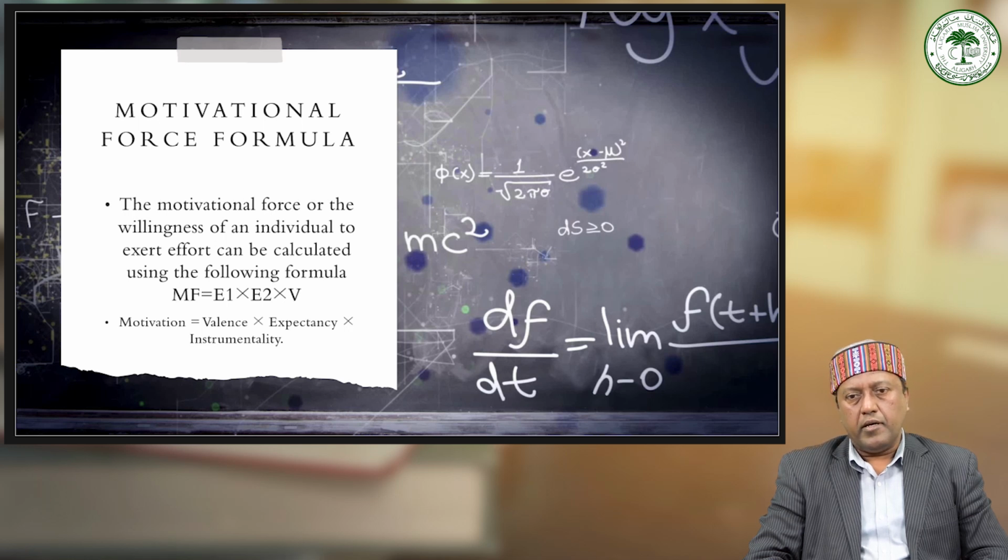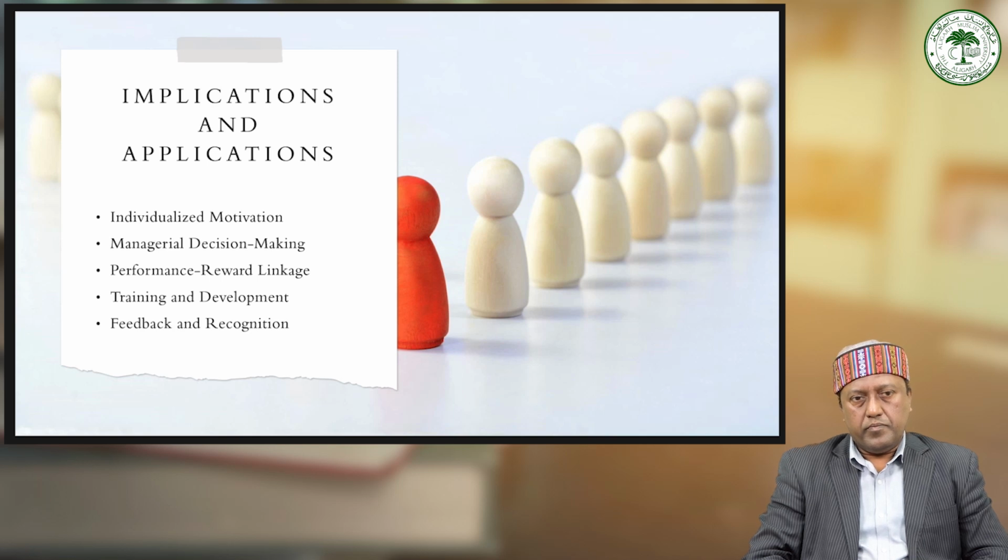Vroom's theory underscores the individualized nature of motivation. Different individuals may have different valences, expectations, and beliefs regarding the instrumental outcome of their efforts. Managers must recognize and address these individual differences. Managers aiming to motivate employees should understand each individual's unique concerns and preferences. The connection between performance and rewards should be clearly communicated to employees. Failure to deliver promised rewards can lead to a decline in motivation and erode trust in the organization. So, we'll discuss the implications and the applications.